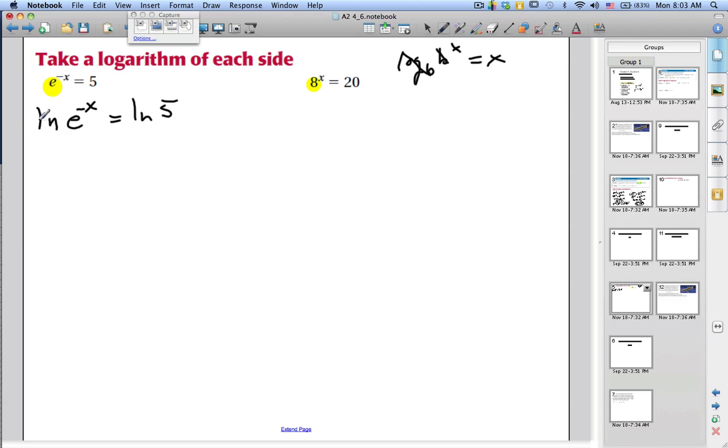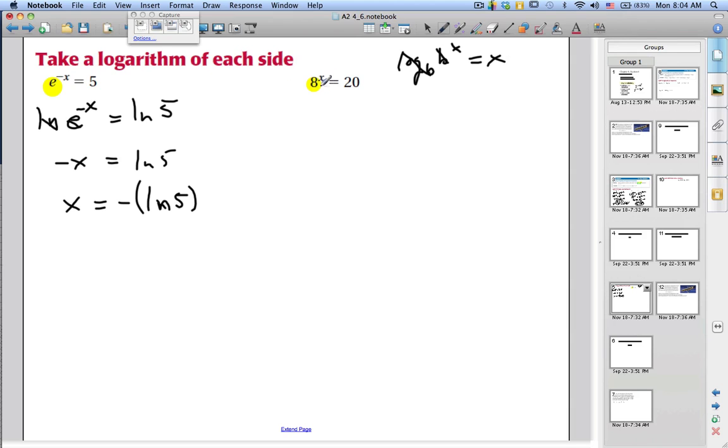I do that because the logarithm cancels the base of the power and I just get negative x is equal to the natural log of 5. So x would be equal to the opposite of the natural log of 5. If I went ahead and took the natural log of 5, multiplied it times negative 1, I'd get the solution. I'm not going to do that. That's something you do with a calculator pretty simply, and you can do that on your own.